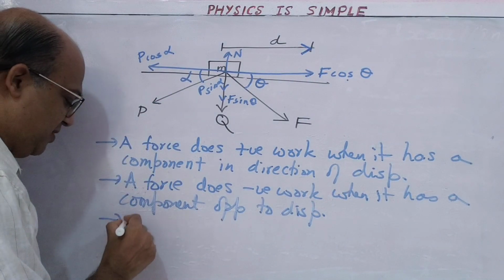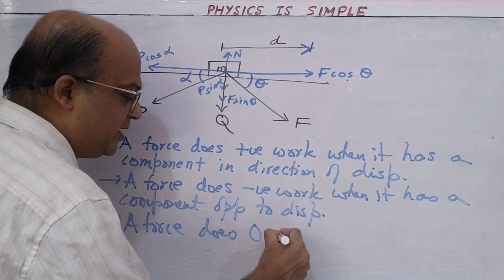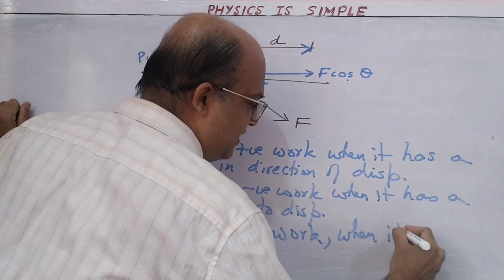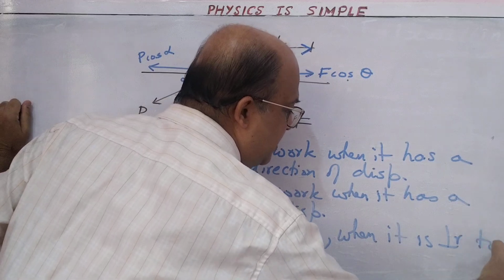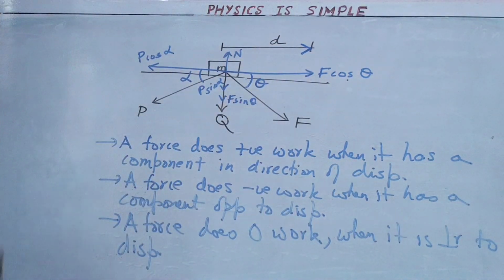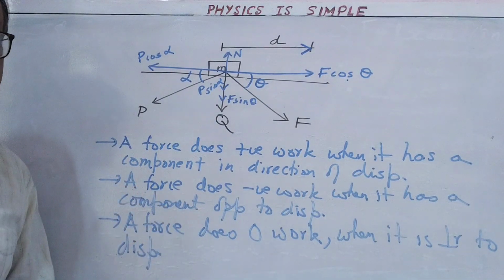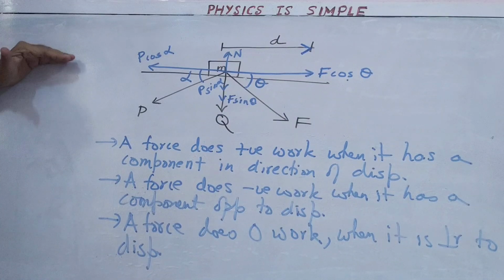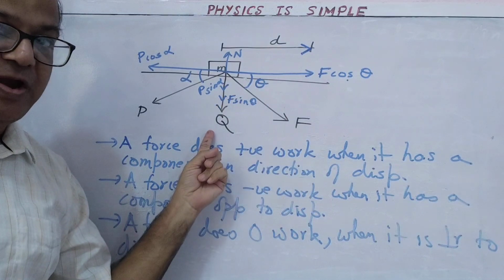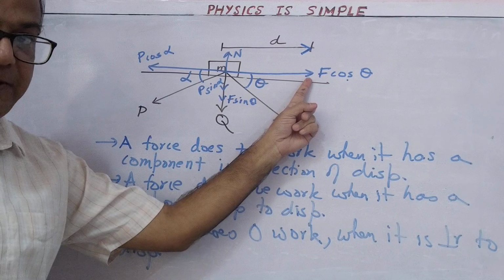And a force does zero work when it is perpendicular to displacement. Right, so Q is doing zero work. So the force vector can be resolved into two components. One parallel to displacement, one perpendicular to displacement. The parallel component figures in the work done.